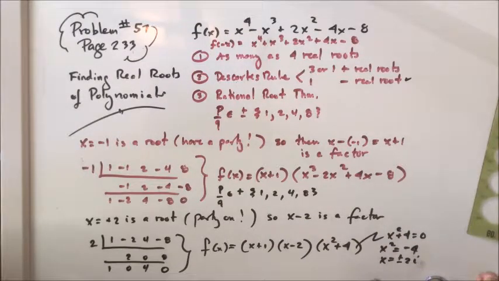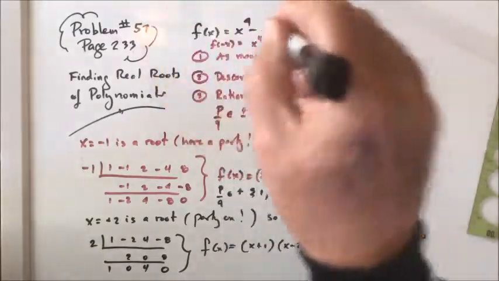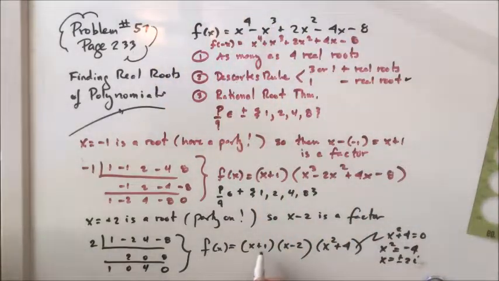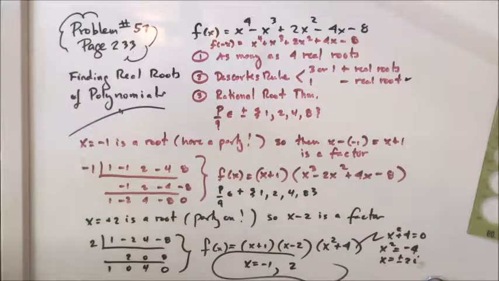So if we were looking for complex roots, we would be looking for 4 roots, and there they are. x is equal to minus 1, x is equal to 2, and x is equal to plus or minus 2i. But the problem asks for the real roots. There's the answer. x is equal to minus 1, x is equal to 2.